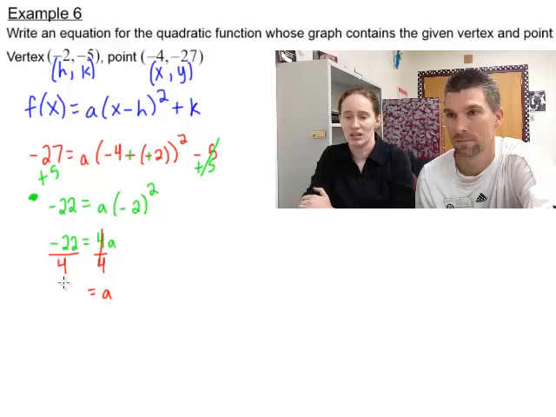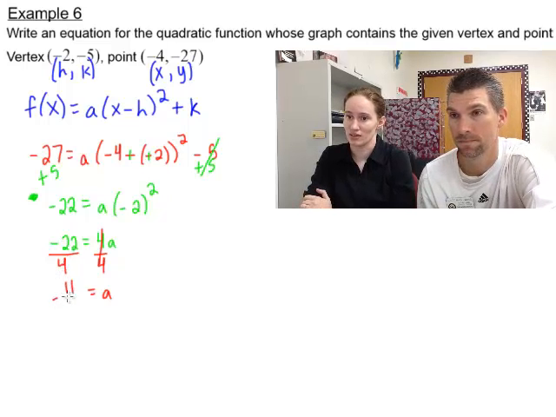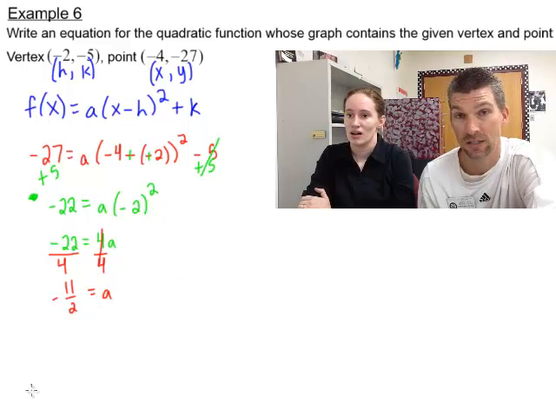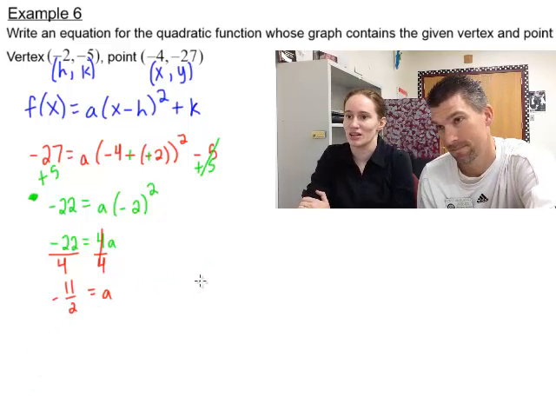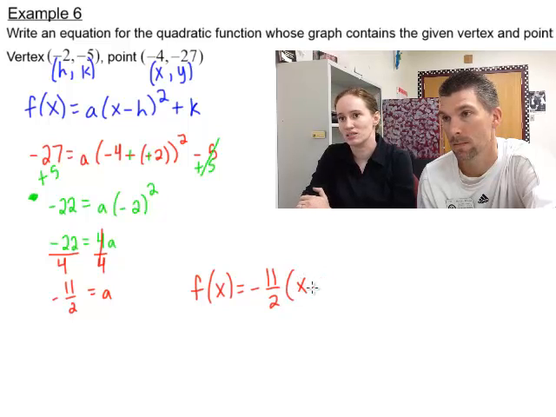So negative 22 divided by 4, we can simplify to negative 11 over 2. Hey, a fraction. That's okay. We don't mind fractions. So let's write this equation. f of x equals, we just figured out a is negative 11 halves. Now we want our x to be in there. x minus our h value, which was negative 2, so that's plus 2 squared. And then on the outside, minus 5.